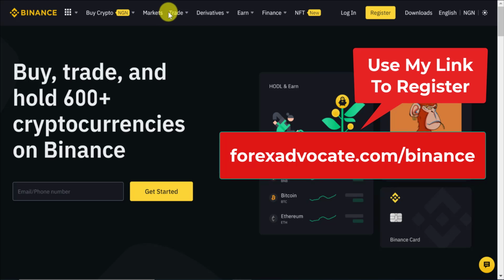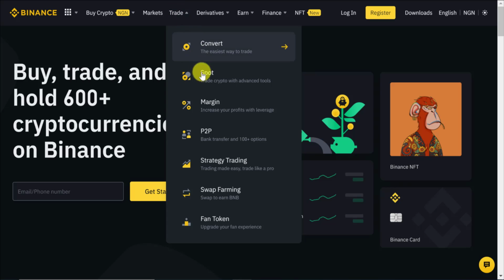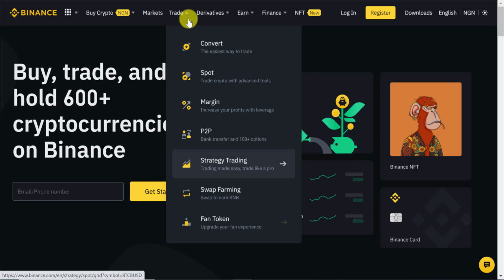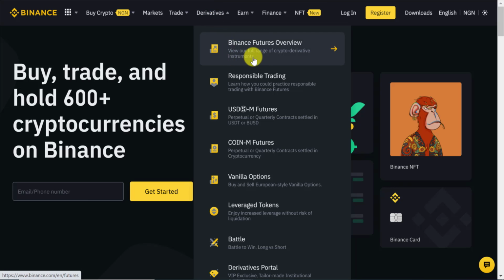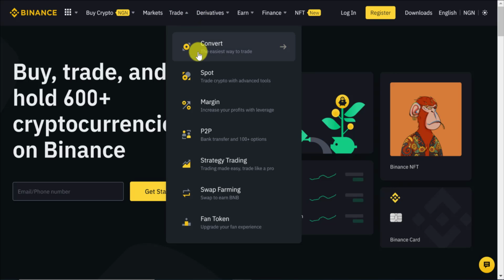If you want to trade on the platform, there are different things you can do here. You can do conversion, you can trade spot, margin, P2P, strategy trading, swap farming, and if you come to derivative as well, you can. There are a lot of stuff you can do here, but you just focus on the ones that are in the scope of our cryptocurrency trading. Those are the ones we're going to focus on.